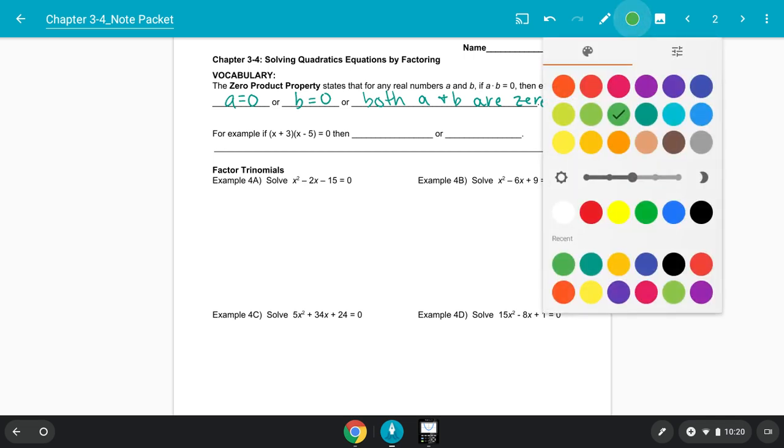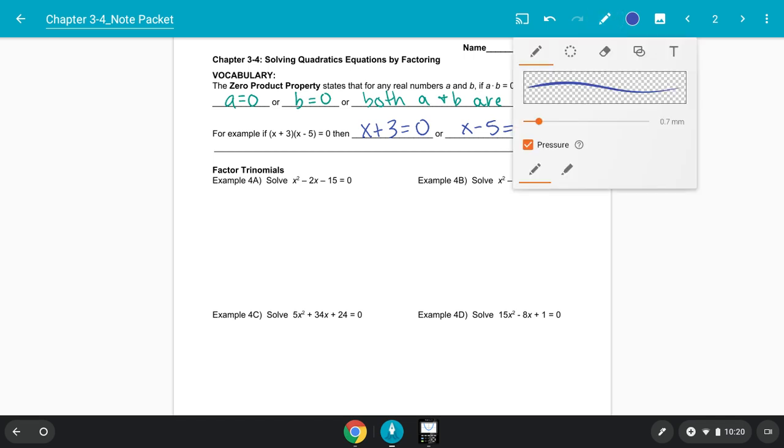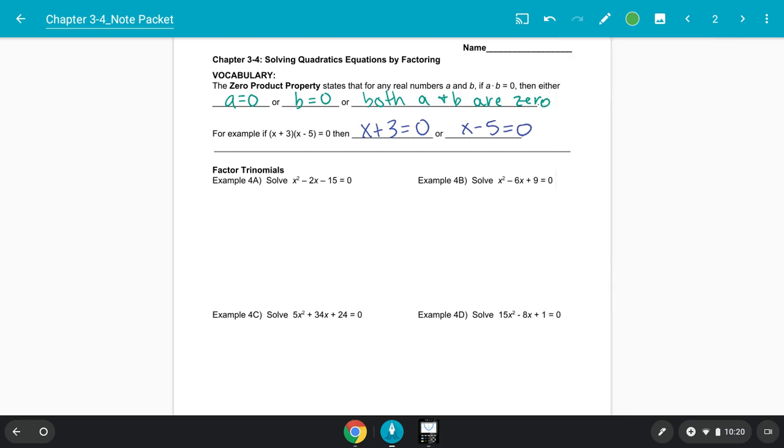So x plus 3 times x minus 5 equals 0. Then that means either x plus 3 equals 0 or x minus 5 equals 0. And then that's when we would solve and figure out what the x value would have to be. Okay, so here's the first example. It says factor this trinomial.